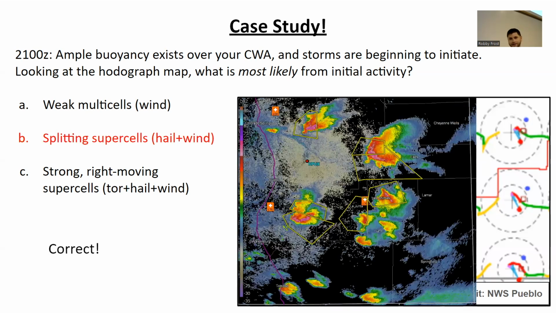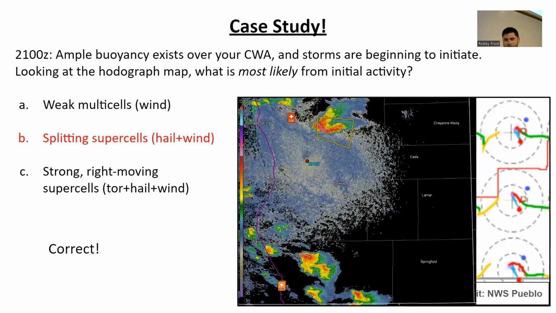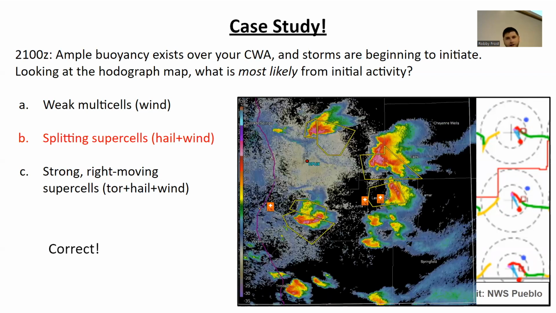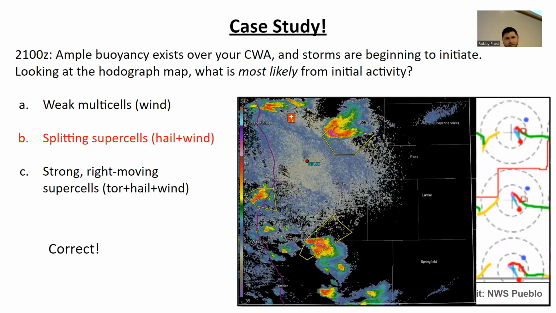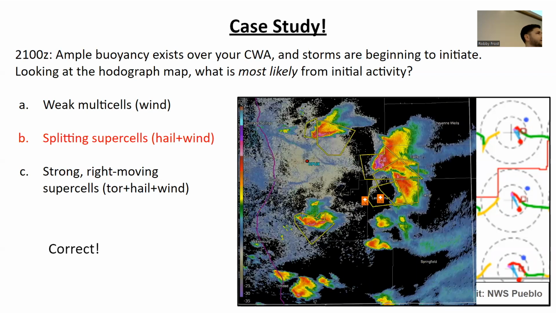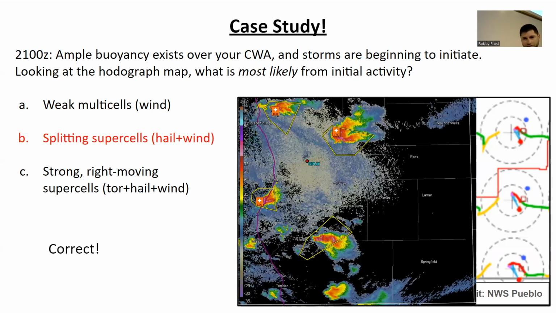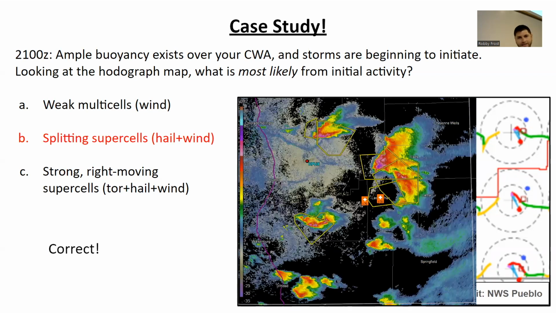We got kind of a messy looking mode at first. Clearly supercells, lots of big hail reports with this, but a lot less confidence in a supercell tornado event with this initial activity.